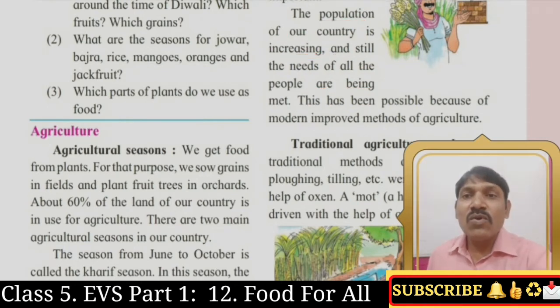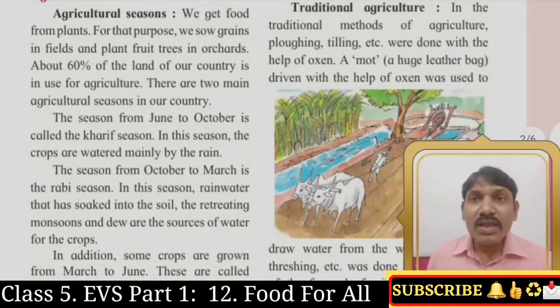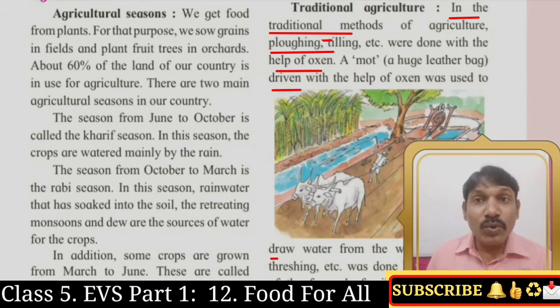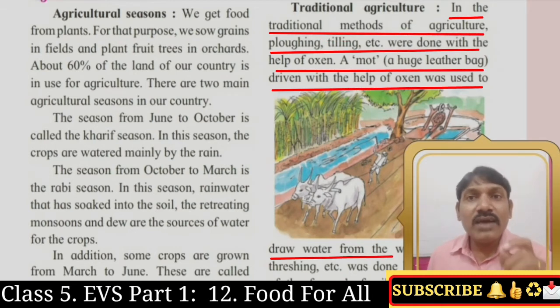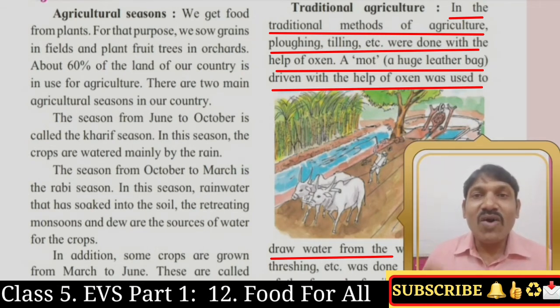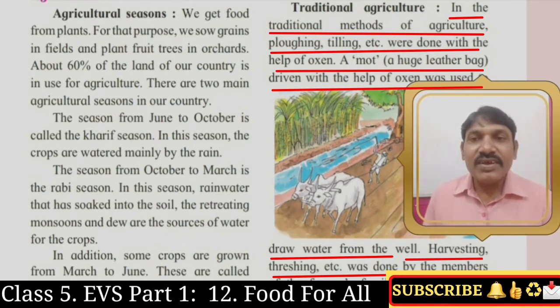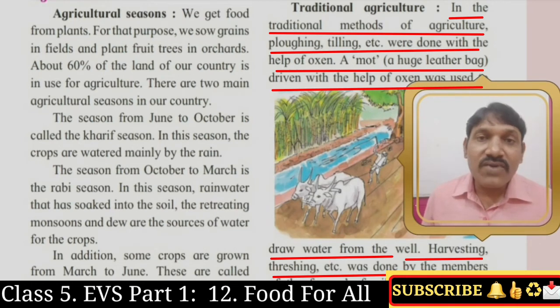Students, let's move with the next point. See, traditional agriculture. What is traditional agriculture, student? In the traditional methods of agriculture, plowing, tilling, etc. were done with the help of oxen. Mot, a huge leather bag driven with the help of oxen, was used to draw water from the well. Harvesting, threshing, etc. were done by the members of the farmer's family themselves with the help of oxen.